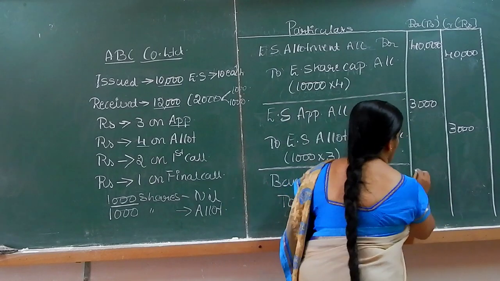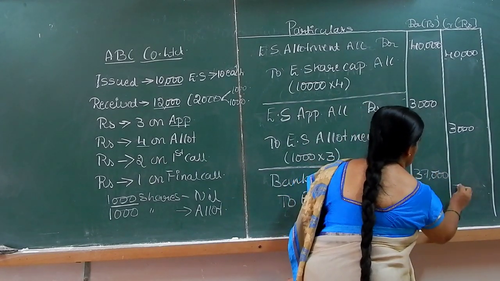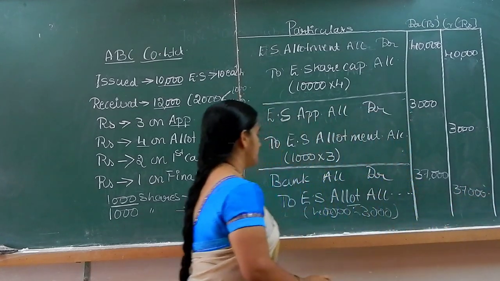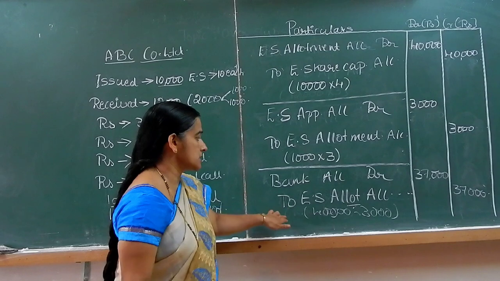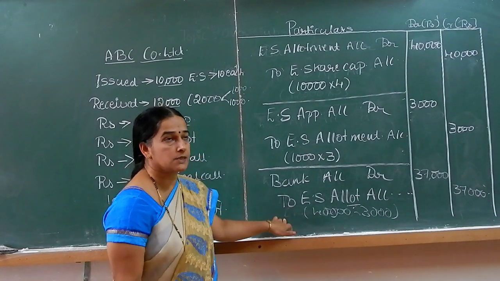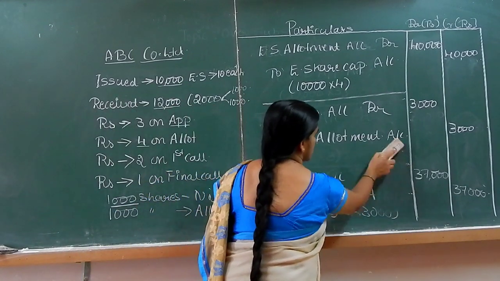So what is the amount? Amount is 37,000. That is 37,000, being narration has to be written: being equity share allotment money received.